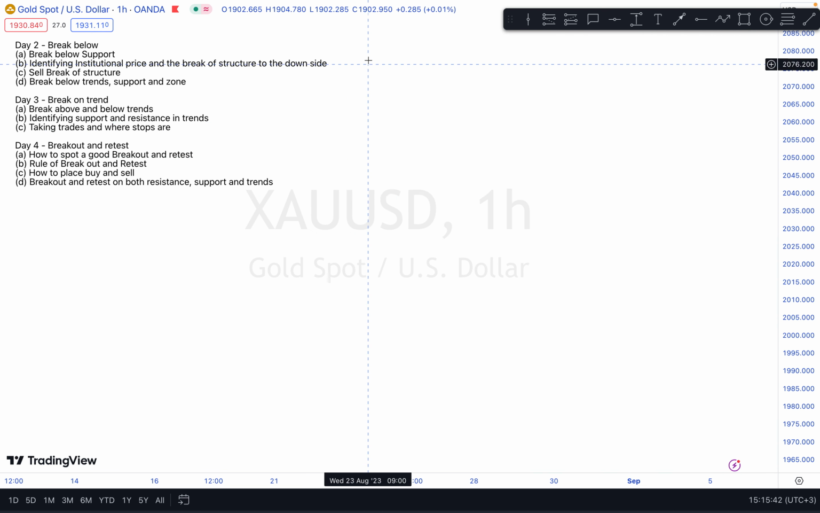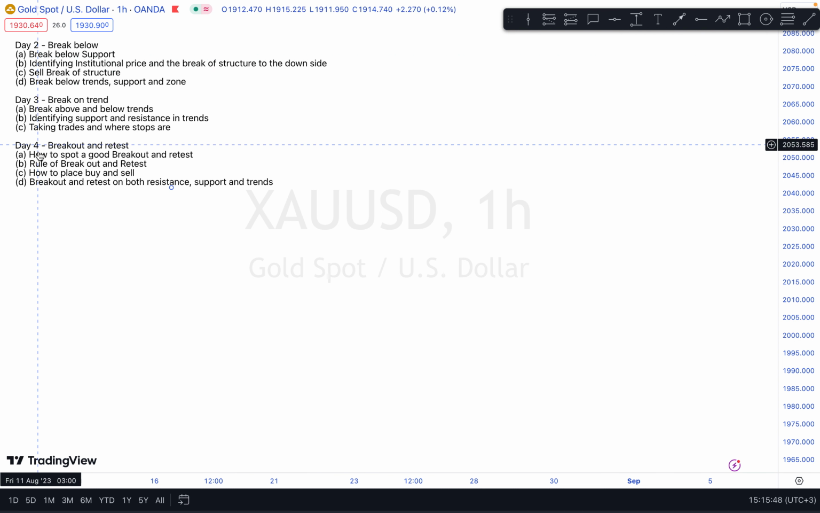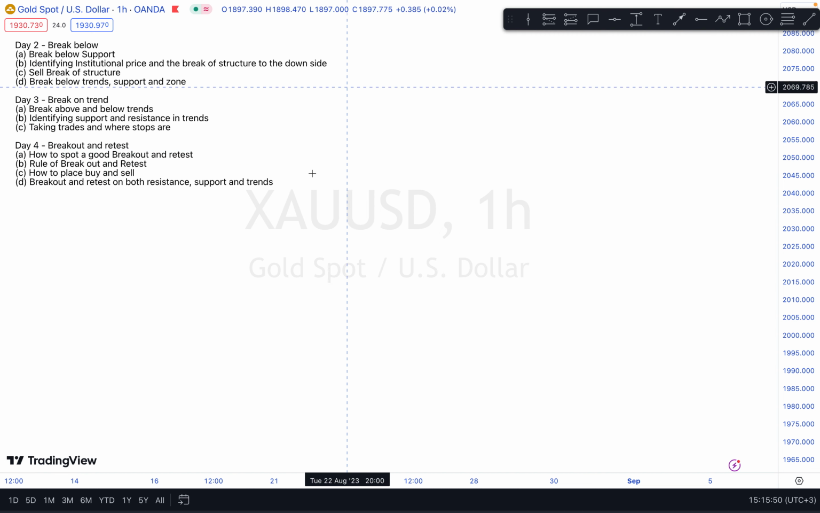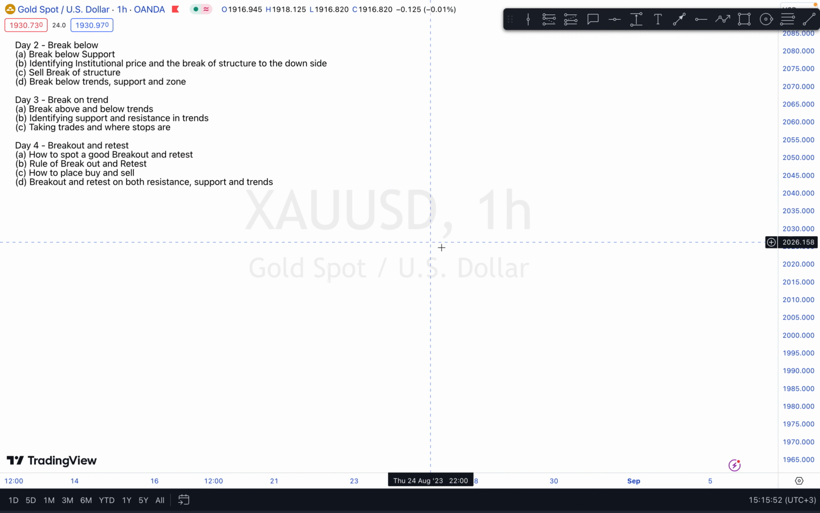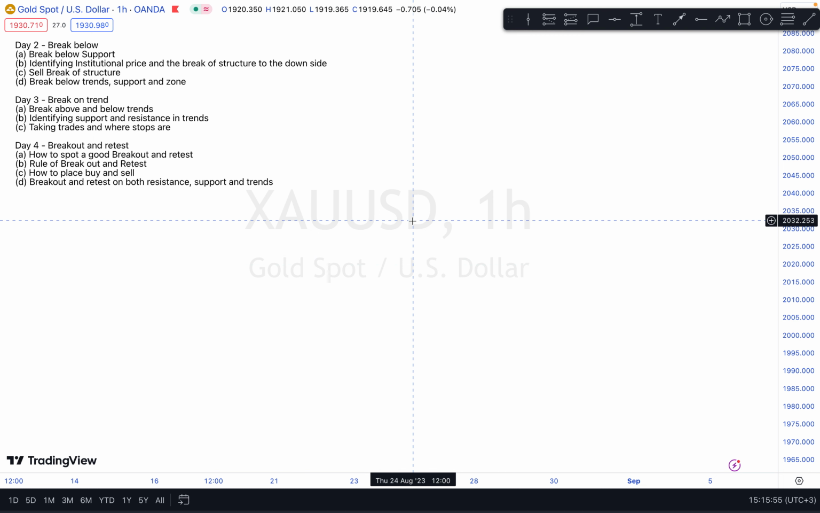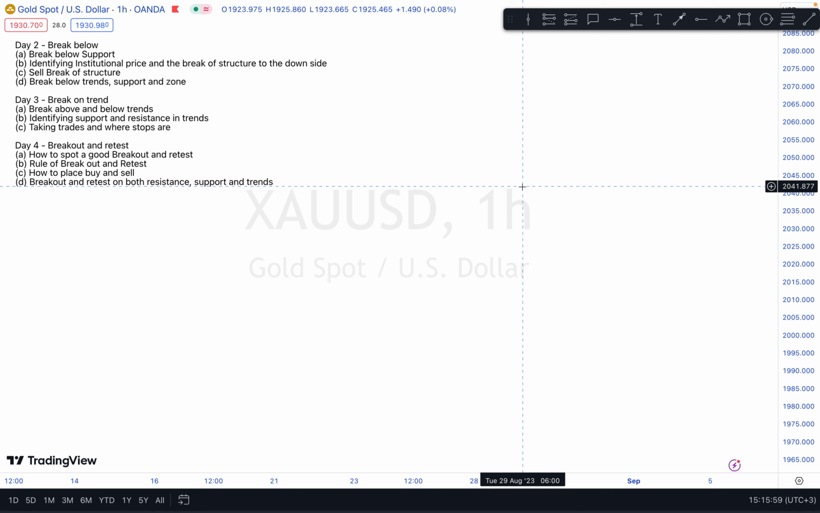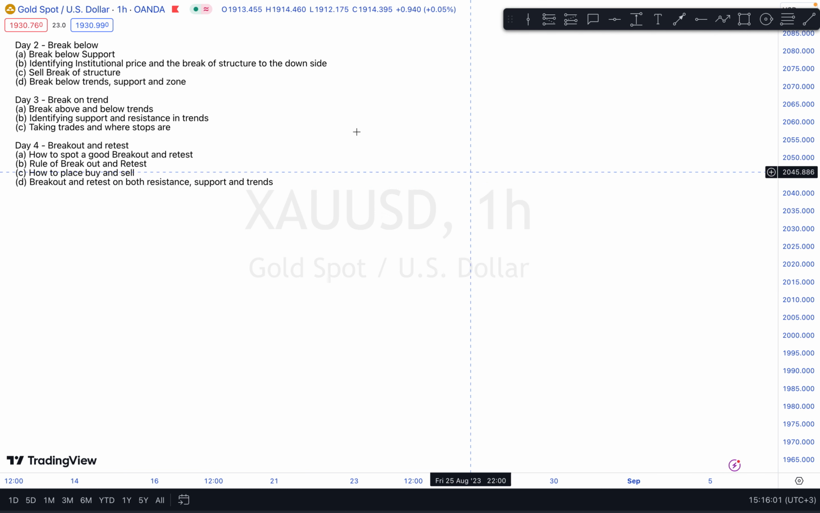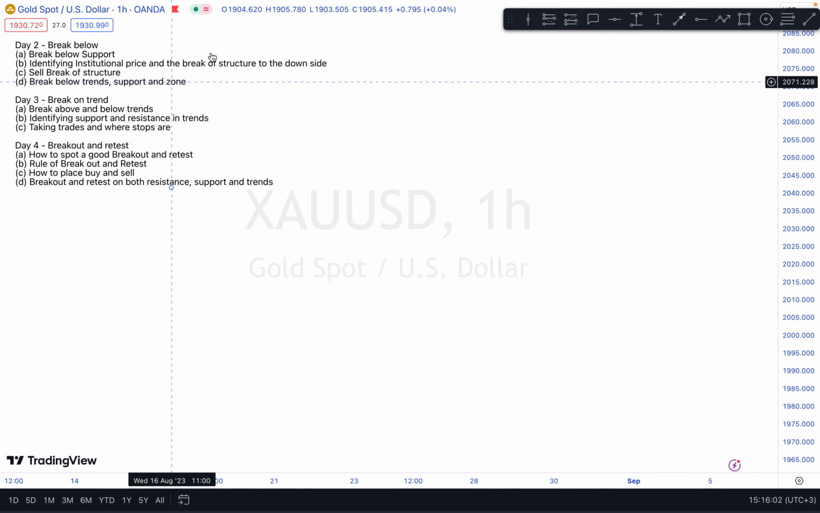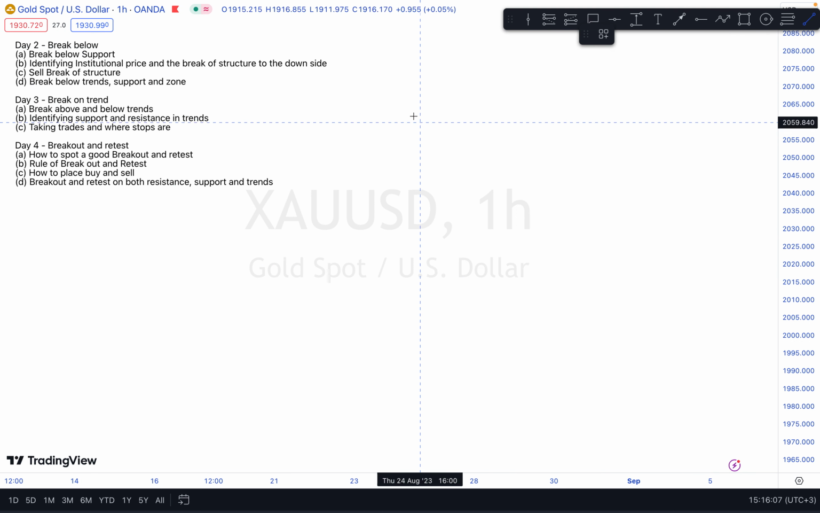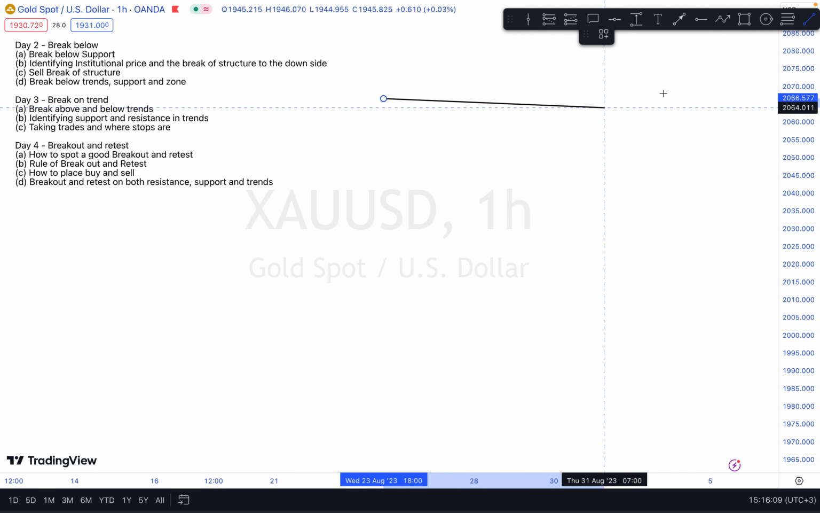Continuation of our class that we did previously, breakout. For day 2, day 3 and day 4, I want to combine it all together so that we can actually see the differences, and it's very nice to give it an approach just like that. For the break below, the previous one we did was break above. Let's look at the 3 types for the break below.